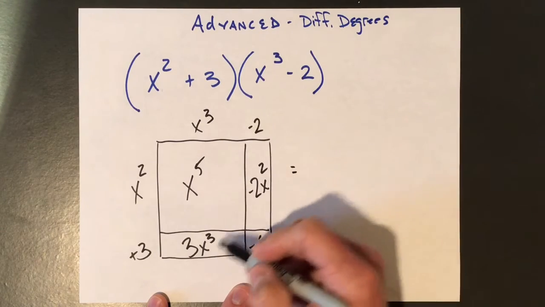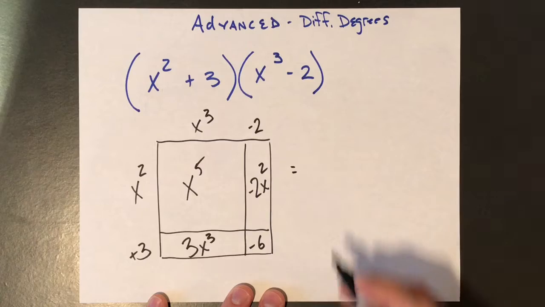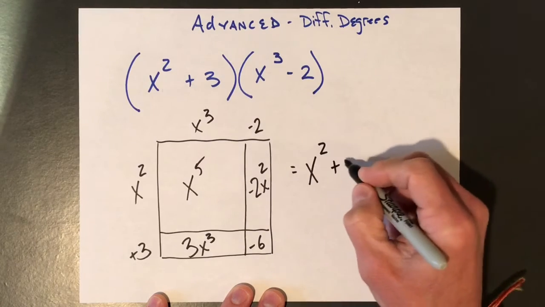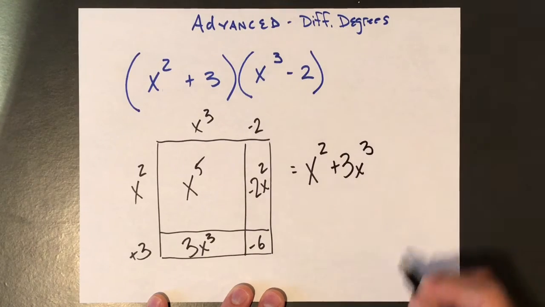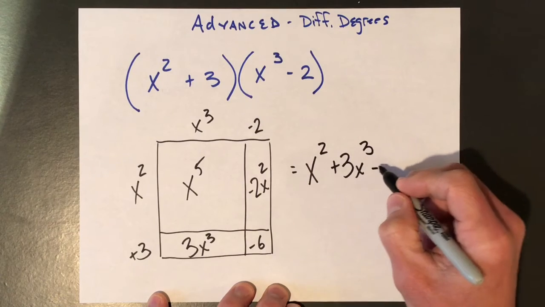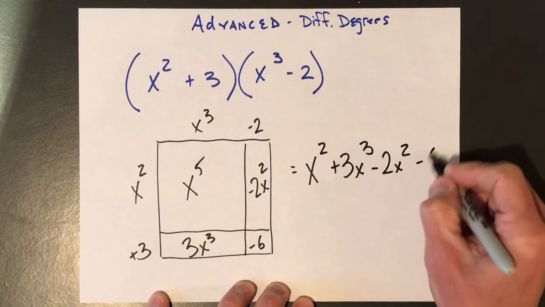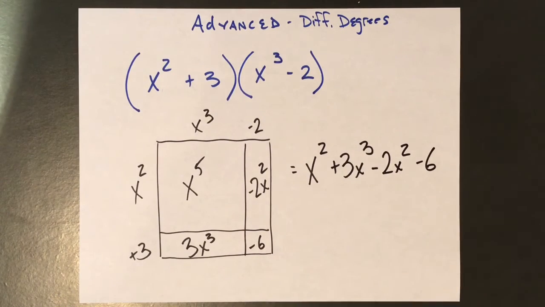So I'm just going to write the 4 individual pieces in order from the greatest degree down to the least degree. And there you have it. So that's an advanced problem when dealing with different degrees.